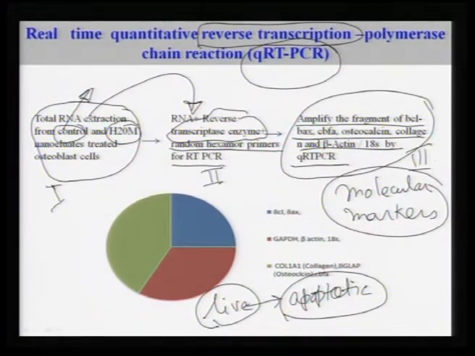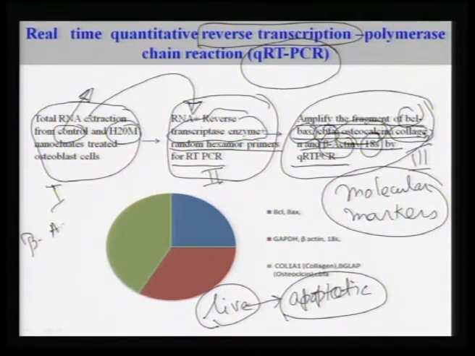Now, RT-PCR: after you do this treatment, RNA plus reverse transcriptase enzyme, it will produce certain fragments of BCL, BAX, these are genes, okay. CBFA, they are genes, osteocalcin, this is another gene, collagen, that is another gene. These last two, beta actin and 18S, are known as the housekeeping genes. What is known as the housekeeping gene? What does the name suggest?